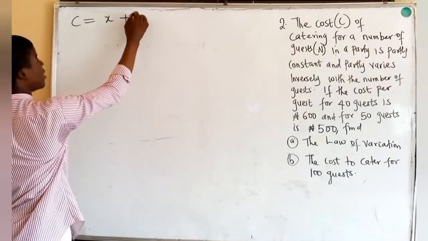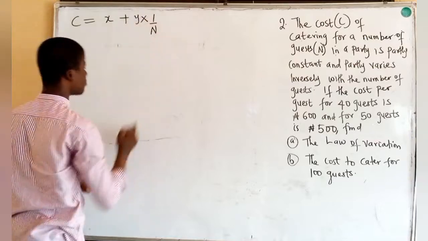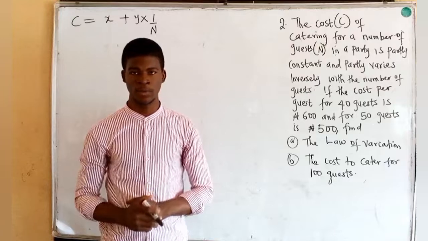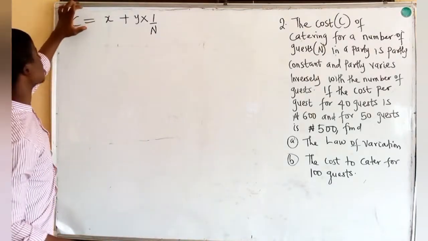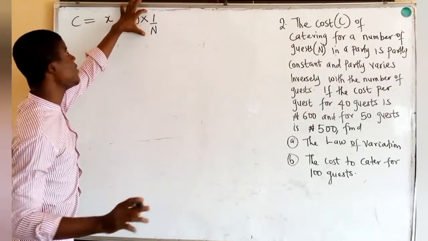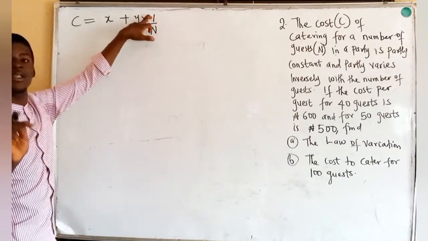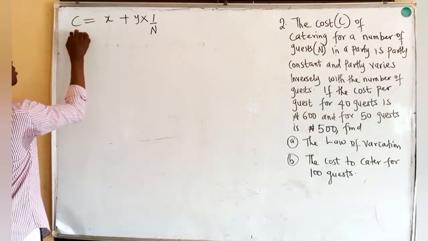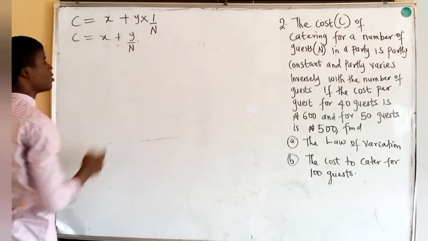So the second constant, let's say y, inversely will now be 1 over n. I just wish you watch my video on inverse variation. You wouldn't have any problem with what I'm doing right now. So it says C is partly constant, which is this, and partly varies inversely. So if it partly varies directly, I would have just said y times n. But since it is inverse, it will be y times the reciprocal of n. So I have C is equal to x plus y times 1 over n, which is y over n. This is the original equation.